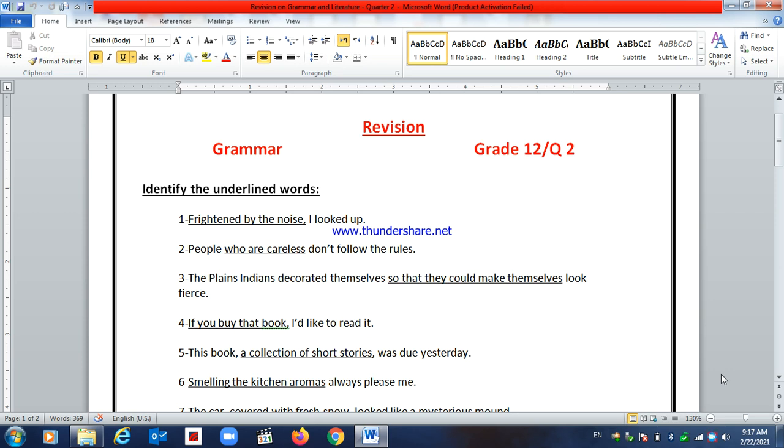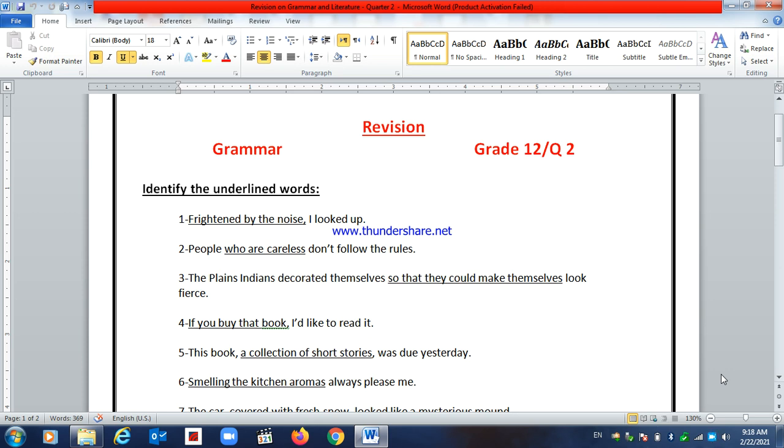Identify the underlined words. When I ask you to identify the underlined words, I mean mention whether they are a phrase or a clause, and identify the kind of phrase or clause. Okay, let's start. Number 1, frightened by the noise, I looked up. Where are the words that are underlined?